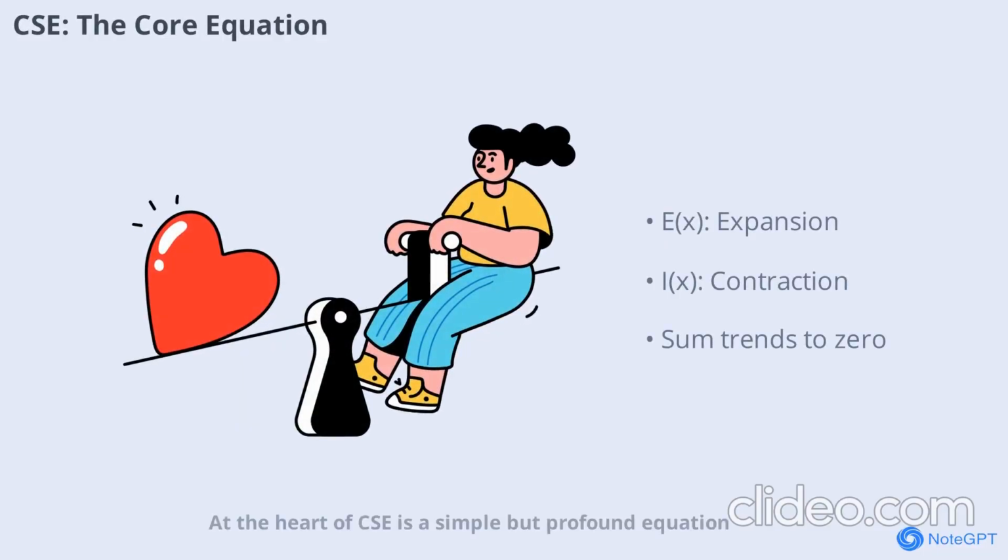The heart of CSE is a simple but profound equation. CSE(*) = Σ (E_X − I_X) → 0 as X approaches *. Here E_X represents external expansive forces like entropy or cosmic inflation, while I_X stands for internal contractive forces such as gravity or coherence. We sum over all X, meaning all points, entities, or states in existence. The net difference between expansion and contraction trends toward zero. This is the mathematical expression of universal balance.